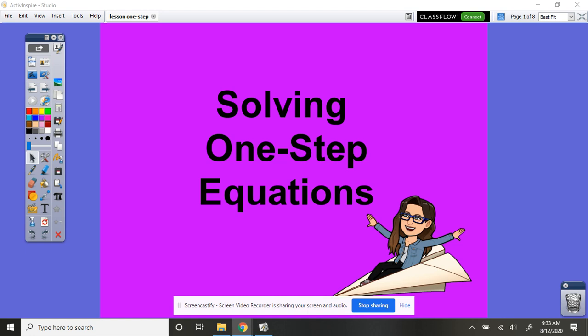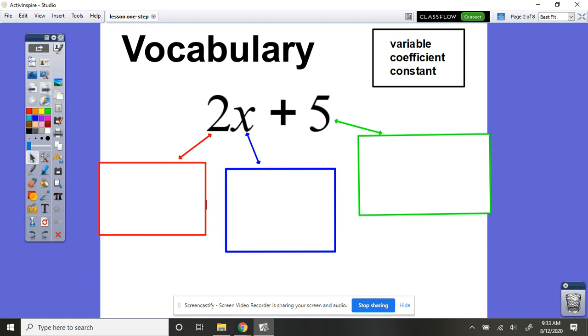Today, we will be solving one-step equations. This is a review from Algebra 1. Let's start with vocabulary. There are three words in the top right-hand corner: variable, coefficient, constant. Take a second to place those words in the proper boxes.